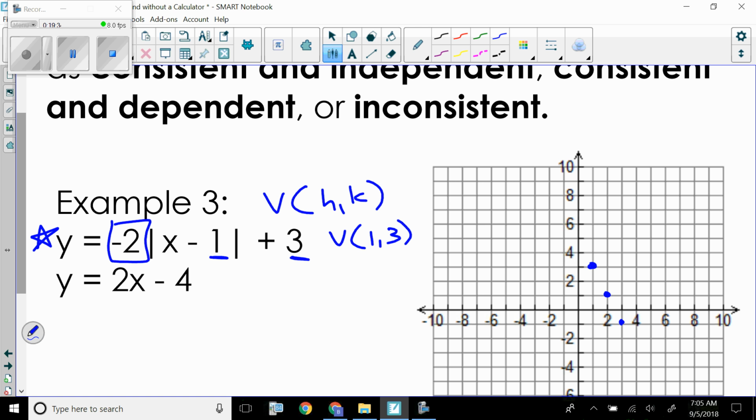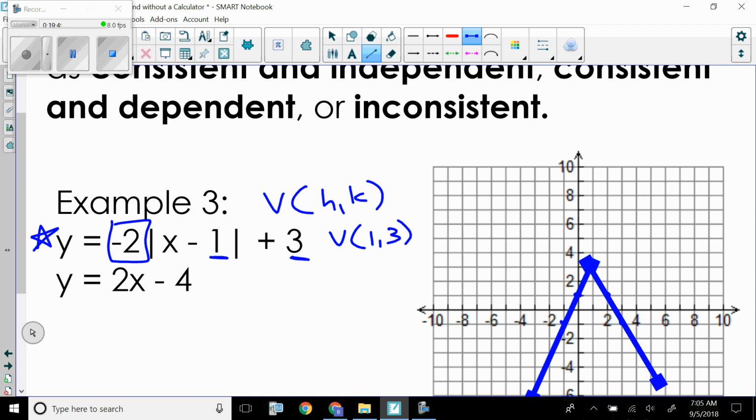Remember though, this thing is supposed to look like a V. So I have to go down 2 and then left. Down 2 and then left. Again, I'm using the tool. I want these lines as straight as I possibly can get them. Okay, I want them very, very straight. After I have that one graphed, I move on to the next here.